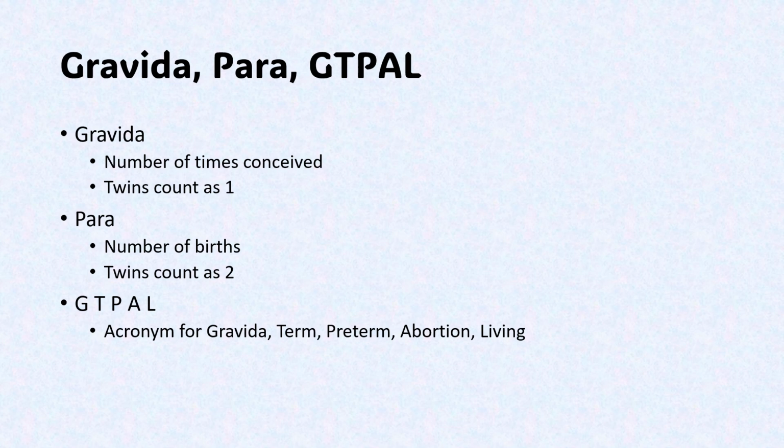P is preterm and refers to the number of pregnancies carried and delivered between 20 and 36 and 6/7 weeks gestation. This number includes all deliveries regardless of whether the infant was born alive or stillbirth. A is abortions and refers to the number of known losses before 20 weeks gestation. This includes both spontaneous and elective losses. L is the number of living children.